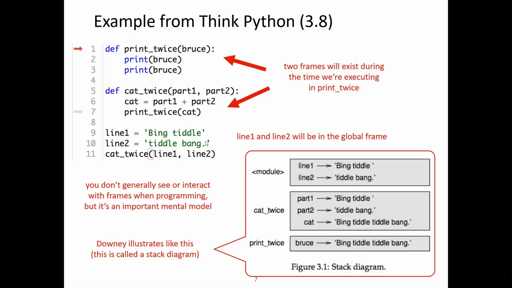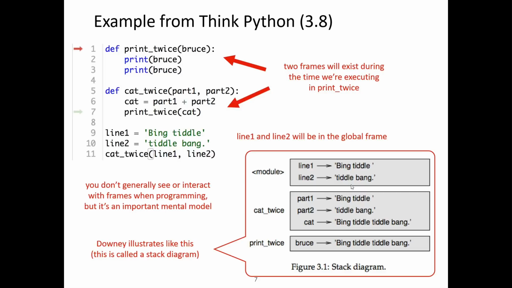Okay, so now the idea of frames here is that each of the functions, so I've got one here on lines 1, 2, and 3, and another function on lines 5, 6, and 7, print twice and cat twice, is each going to get its own frame at some point. And then there will always be a global frame. And in the global frame, we're going to have line 1 and line 2. So if we were to draw a picture of all the possible frames that may exist at any particular moment, this is a good example. It's known as a stack diagram.